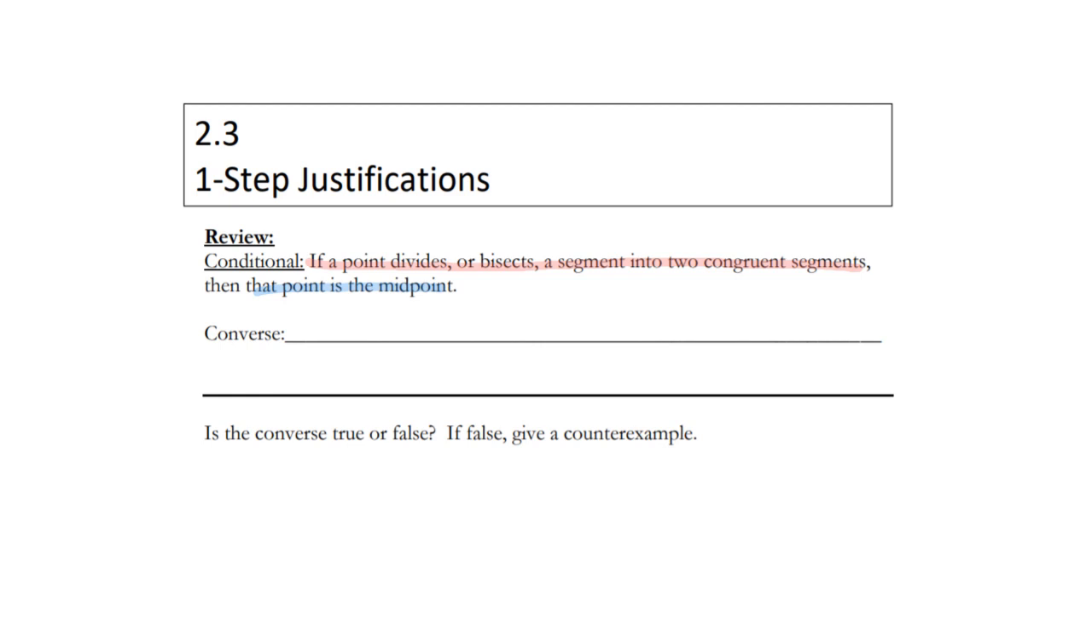Okay, so the converse you should have written is, if a point is a midpoint, then it divides or bisects a segment into two congruent segments. I apologize for my misspelling here. So if a point is a midpoint, then it divides or bisects the segment into two congruent segments. There's the G. All right, true or false? Well, if a point is a midpoint, then yeah, it divides the segment into two congruent segments. So that is indeed true, and we do not need to provide a counterexample then.